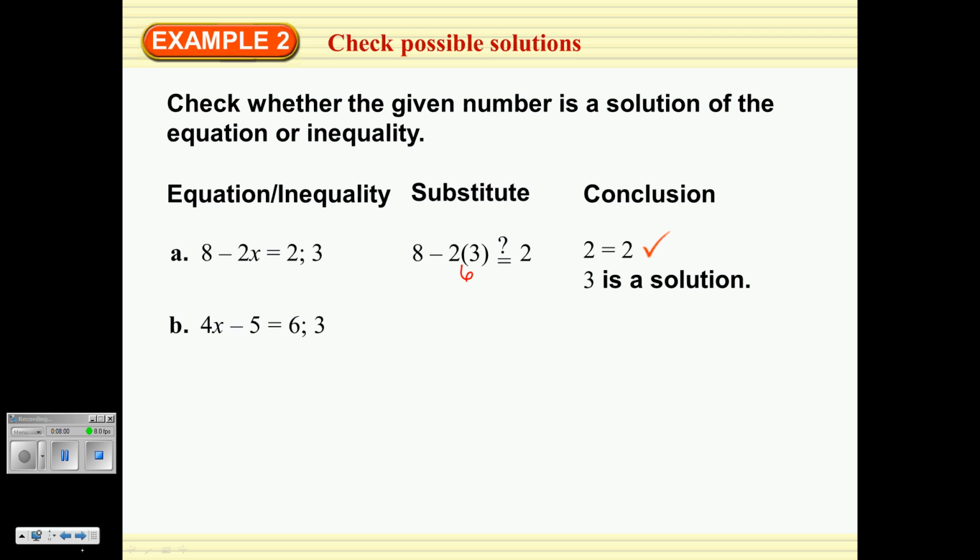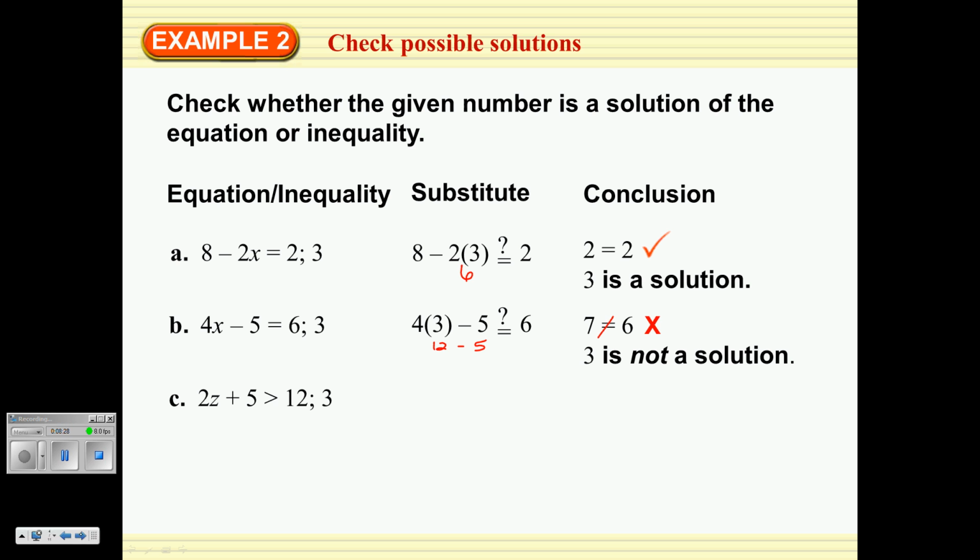Letter B. 4x minus 5 equals 6. And again, our number is 3, so we substitute that in. 4 times 3 is 12, and 12 minus 5 is 7. 7 does not equal 6. So therefore, 3 is not a solution to that equation. Okay?